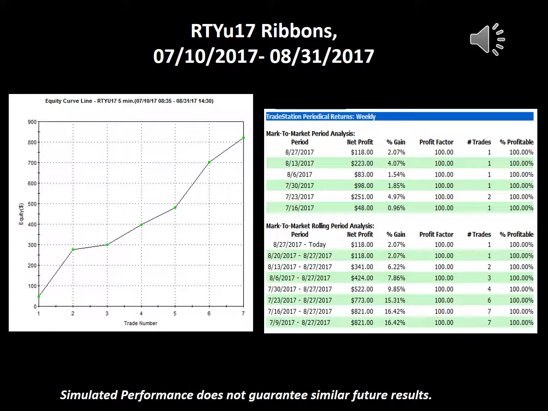When you have this short piece of data, it's easy to cherry pick, and with only 7 trades I'd be a little nervous with Ribbons. It only made 821 over the period because it really is cherry picking, but it's something to watch because there's virtually no drawdown over this test.